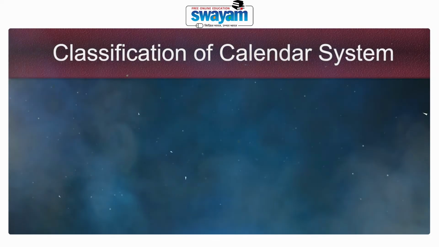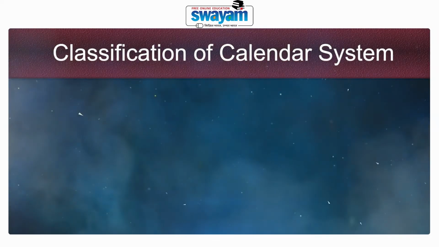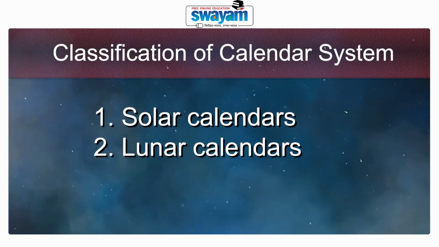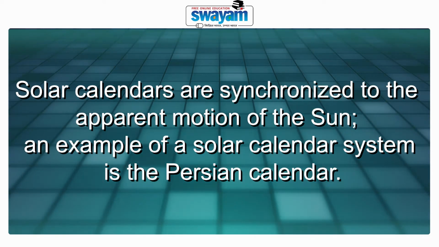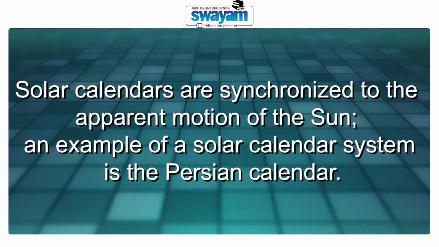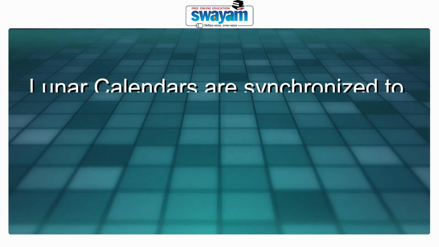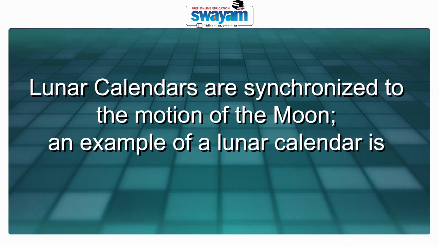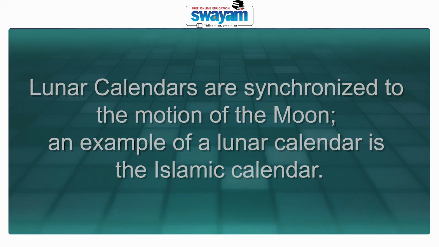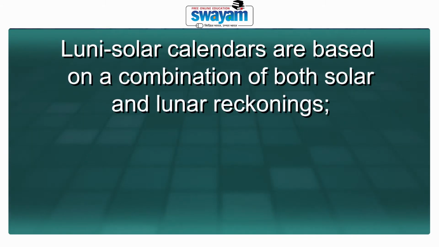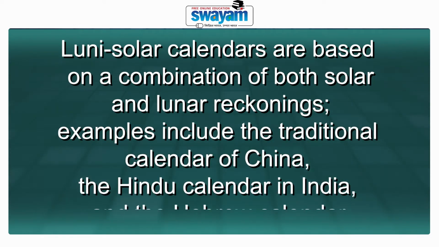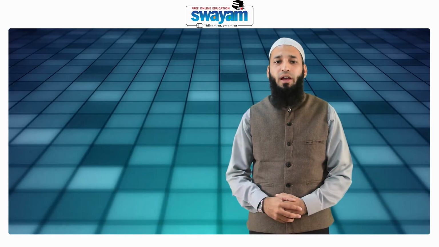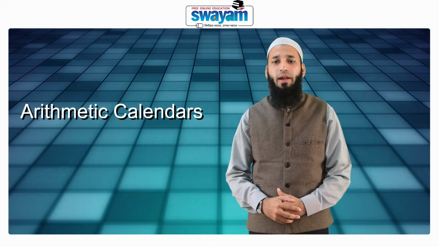The calendar systems are broadly classified into the categories of solar calendar, lunar calendar and lunisolar calendars. Solar calendars are synchronized to the apparent motion of the sun. An example of the solar calendar is the Persian calendar. Lunar calendars are synchronized to the motion of the moon. An example of the lunar calendar is the Islamic calendar. Lunisolar calendars are based on the combination of both solar and lunar reckoning. Examples include the traditional calendar of China, the Hindu calendar in India and the Hebrew calendar. There are many other types of calendars that include arithmetic and astronomical calendars.